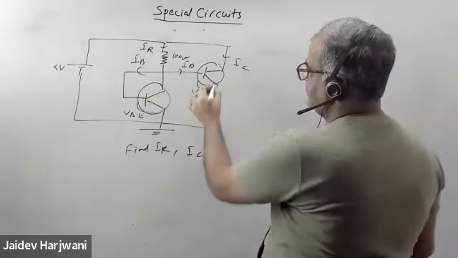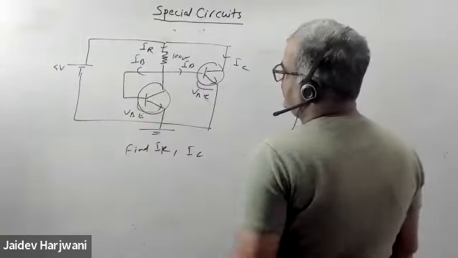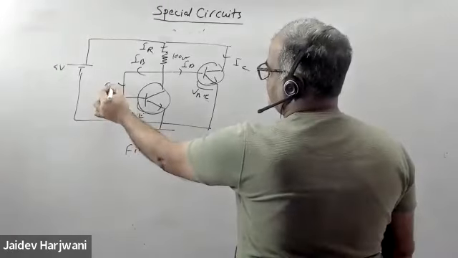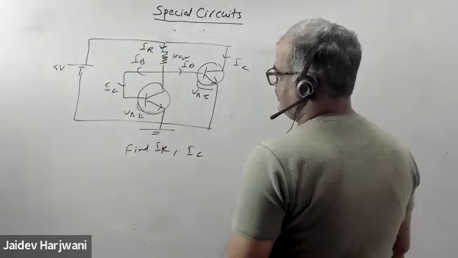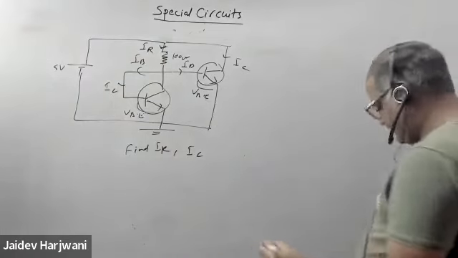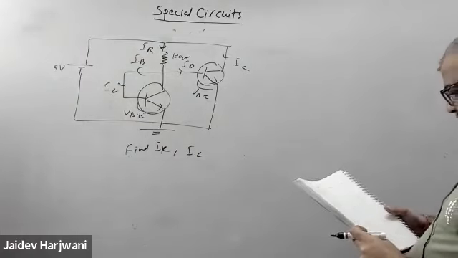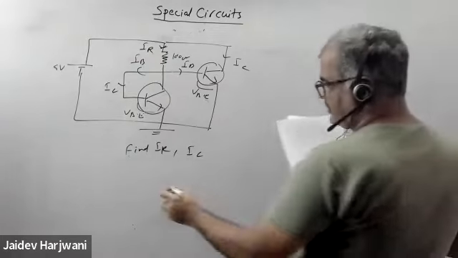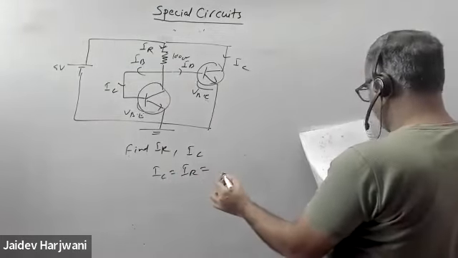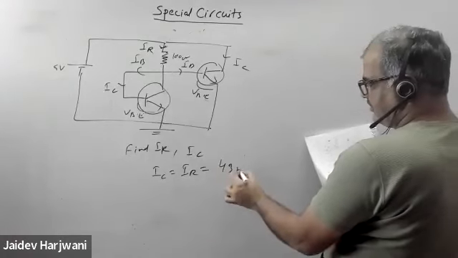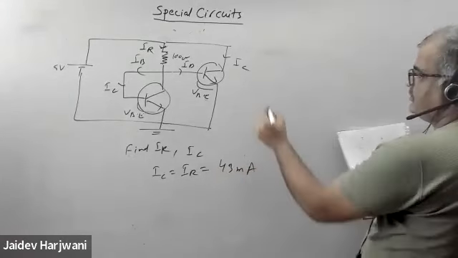Here, this is the emitter, and this is IC here, and this is IR. So find IR and IC. I'm giving the value also. You have to send the homework to me. Your IC plus IR is almost equal to 43 milliampere. So this is your homework.